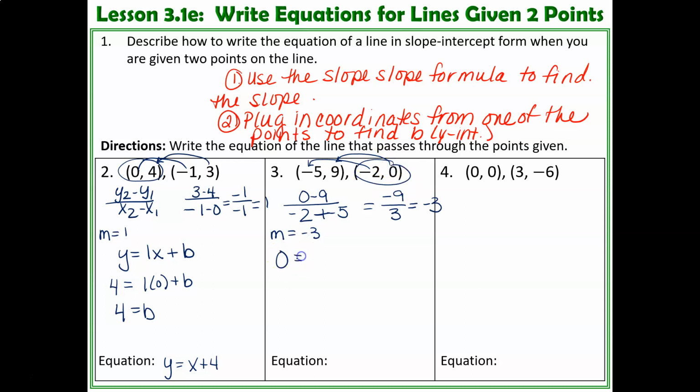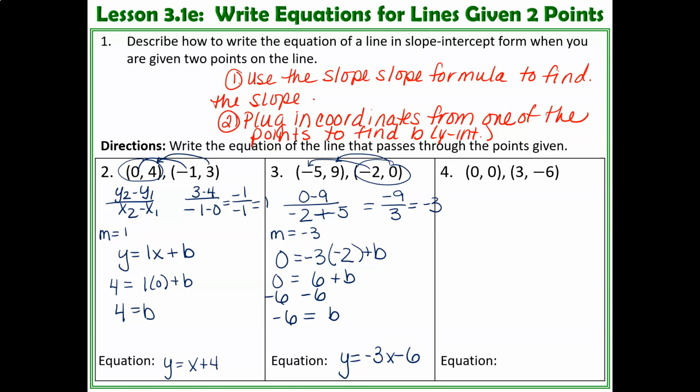So y is 0. Put in negative 3 for m, negative 2 for x, plus b. So negative 2 times negative 3 is positive 6. I'm going to subtract 6 from both sides. So my y-intercept is negative 6. So my equation is y equals negative 3x minus 6.